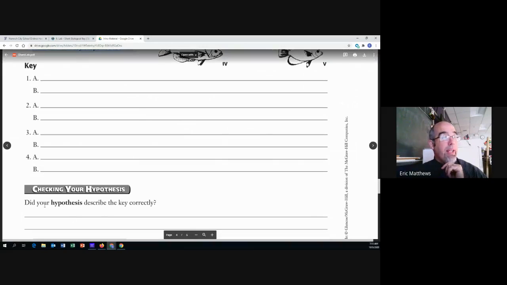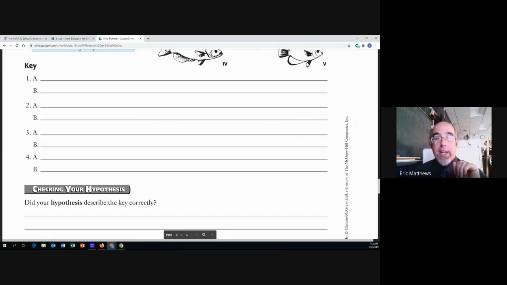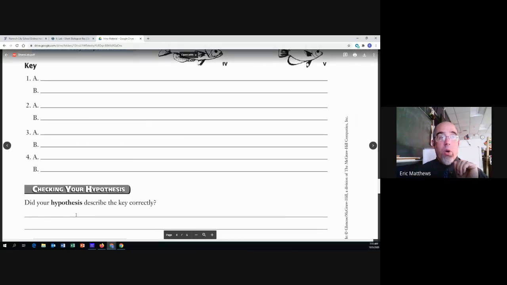And once you're done with that, your last thing for the lab is check your hypothesis. Did your hypothesis describe the key correctly? Did you predict what was going to happen? Yes or no?